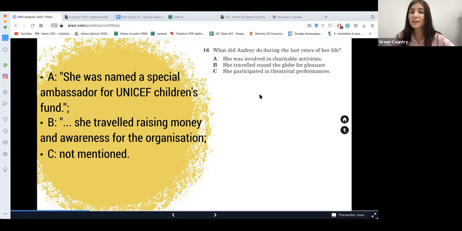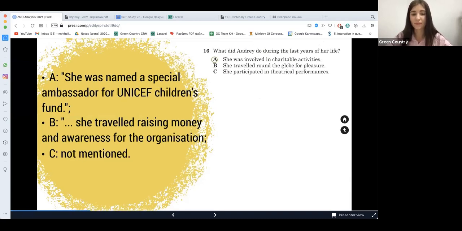She participated in theatrical performances. Again, it was said before. Not at the time when she was in her last years of life, but before. In this question, we need to answer only about the last years. Please be very careful and remember your task, your question. So the correct option is A right here.